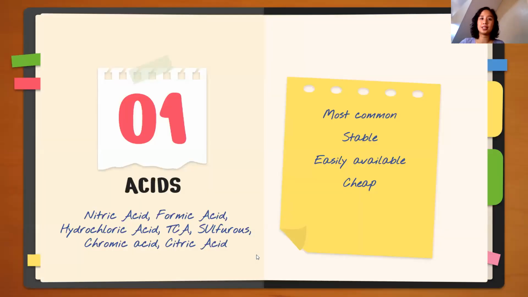So, let's start with acids. Acids are the most common decalcifying agent. They are most stable, easily available, and cheap. Cheap matters, especially if you are trying to decalcify big bones, because a large volume of acid is needed.